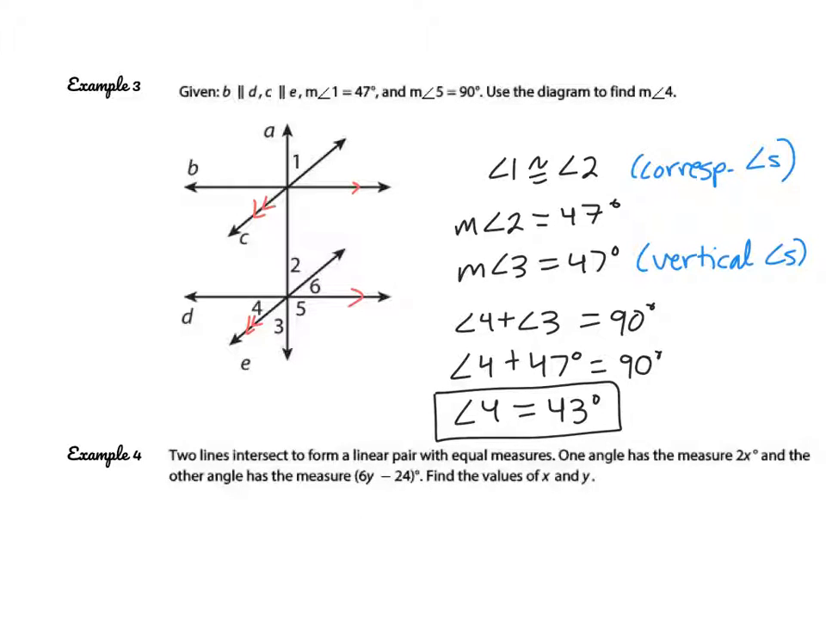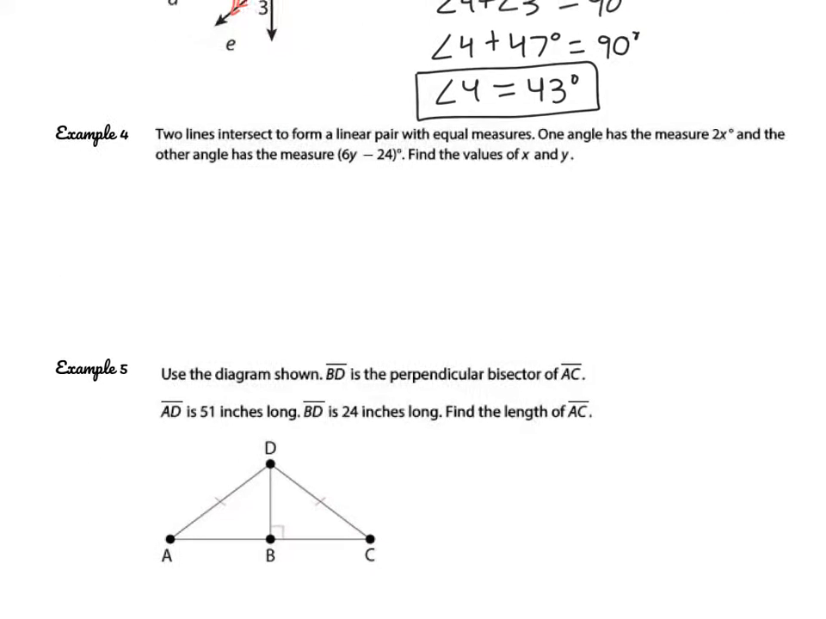There you go. All right, this next one says, two lines intersect to form a linear pair with equal measures. So if you think about this, the only way to make a linear pair, which means they add up to 180, with equal measures, is if they are both 90 degrees. It says one angle has a measure of 2x and the other has a measure of 6y minus 24. Find x and y. So we know that they're each equal to 90.